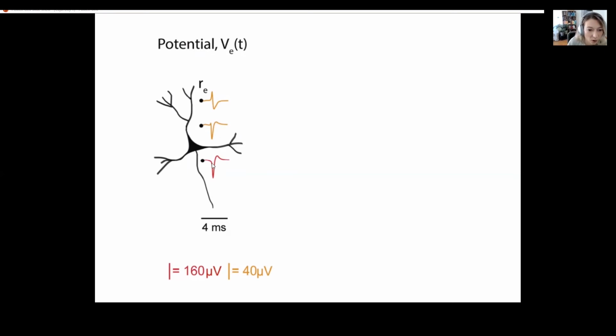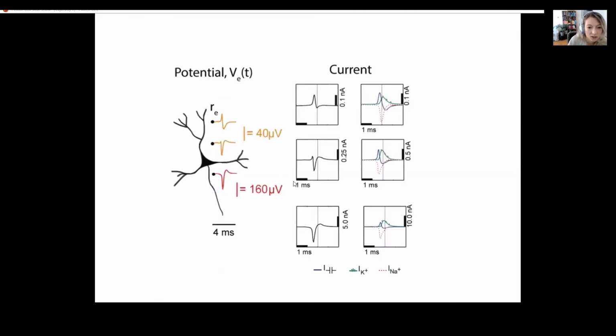So here you start off with this negative deflection, it goes up later, and here we have pretty much the opposite. So let's try and understand why we can get these different shapes. And what they've done here is break that down into the relative contributions of 3 different currents.